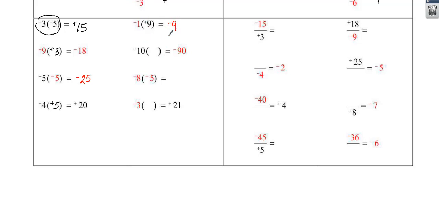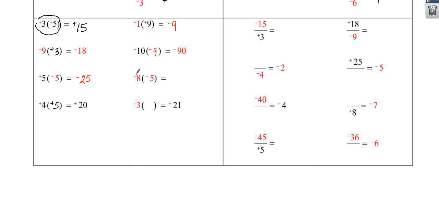10 times something to make negative 90? Well, it's a negative, which means the signs have to be different. Since that's a positive, this has to be a negative. 10 times what makes 90? 10 times 9. So 10 times negative 9 is negative 90.